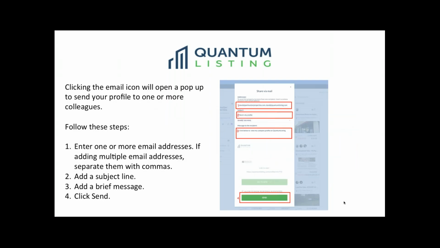So if you click the email icon, a pop-up opens up to send your profile to one or more colleagues. If you're going to send it to more than one person, you need to add a comma between the email addresses. You need to add a subject line and a brief message. I think if your message is too long, you'll get a warning message. I think it's about 240 characters that you can add for your message. And then, of course, click send.